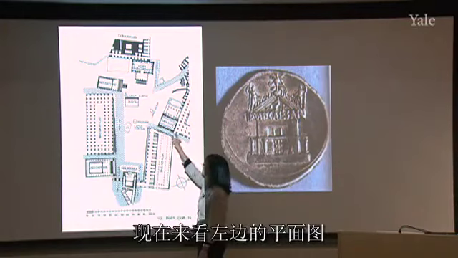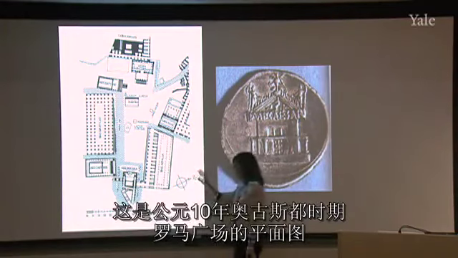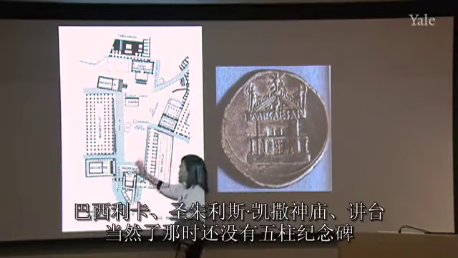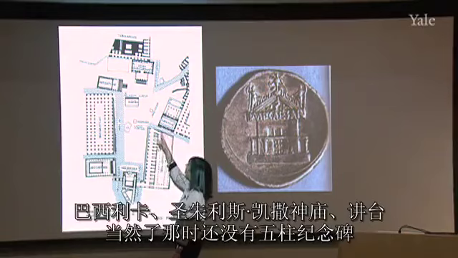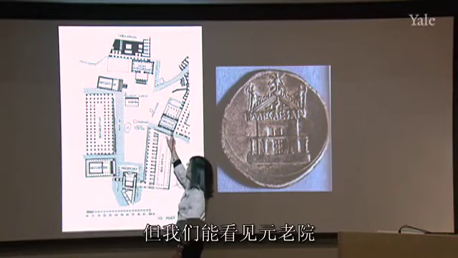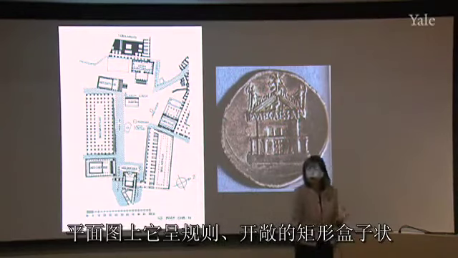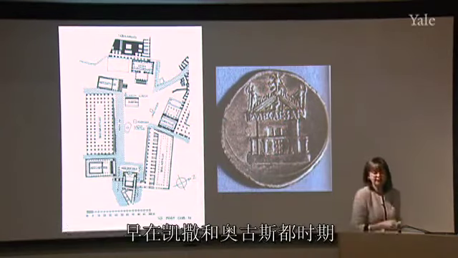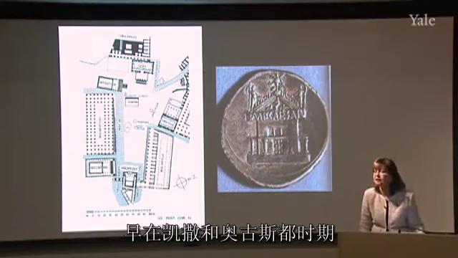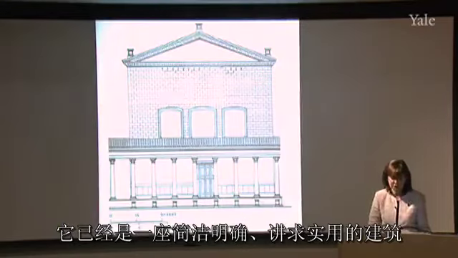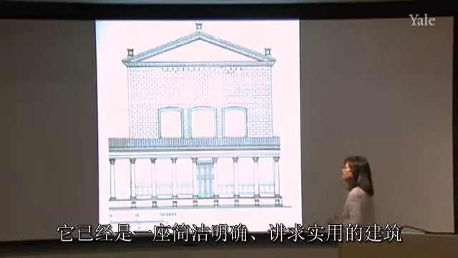You see it over here in plan. This is a plan of the Forum in Rome in the Augustan period, 10 AD. We see the buildings that were there at that time, the basilicas, the Temple of Divine Julius Caesar, the rostra, but of course without the five-column monument, no Arch of Septimius Severus. But we do see the Curia, and you see it here in plan as a very plain, open, rectangular box in a sense. So even in its Caesarian and Augustan beginnings, it seems to have been a very straightforward, matter-of-fact kind of a building.